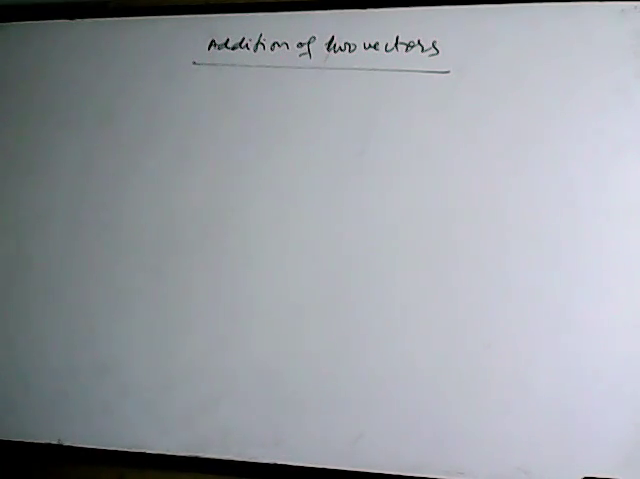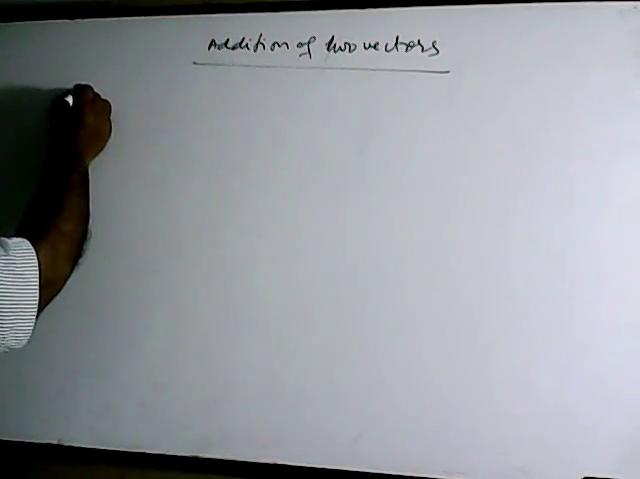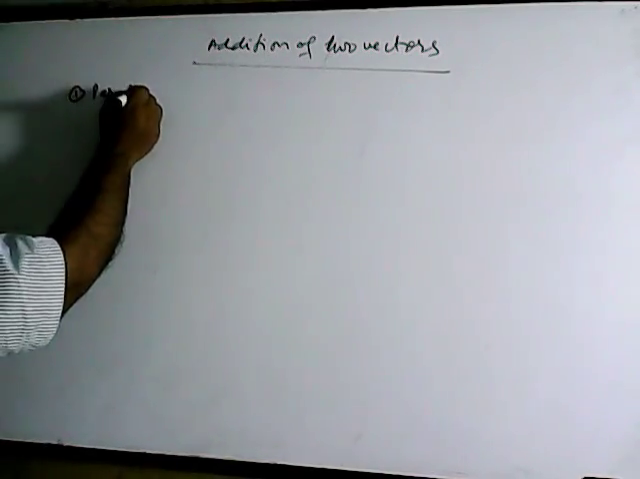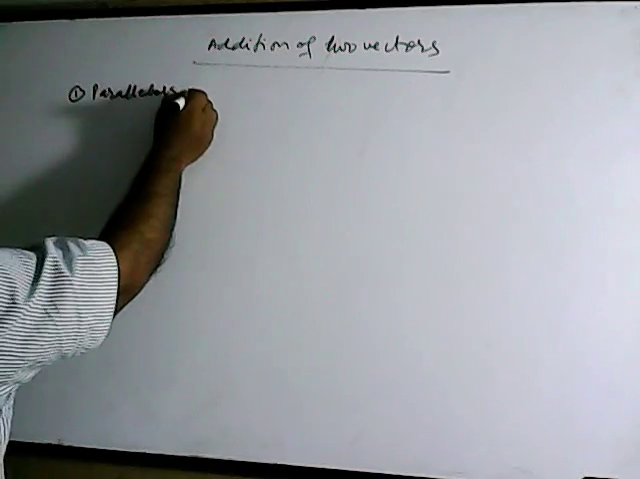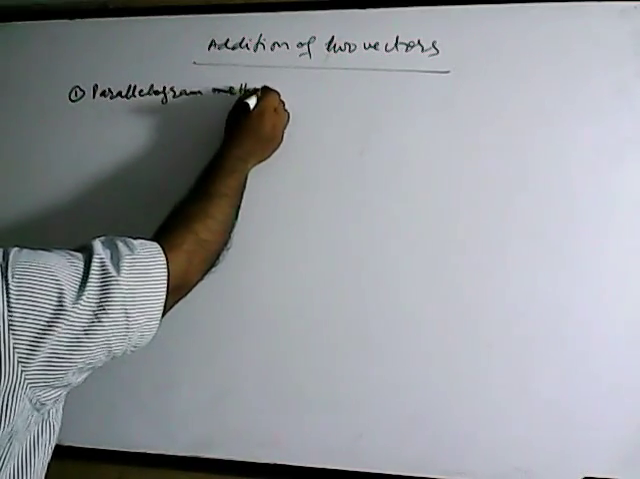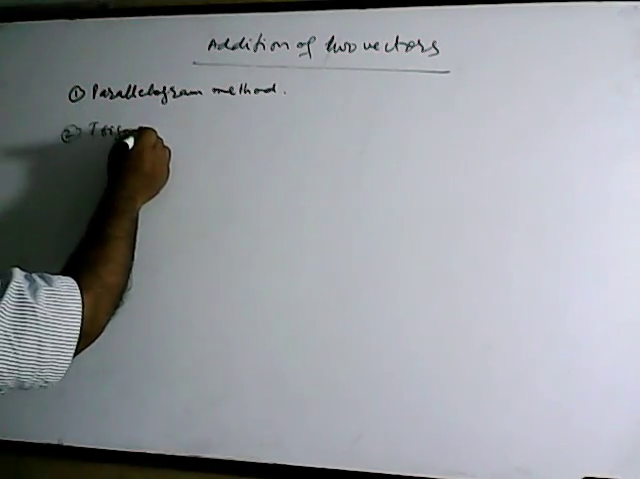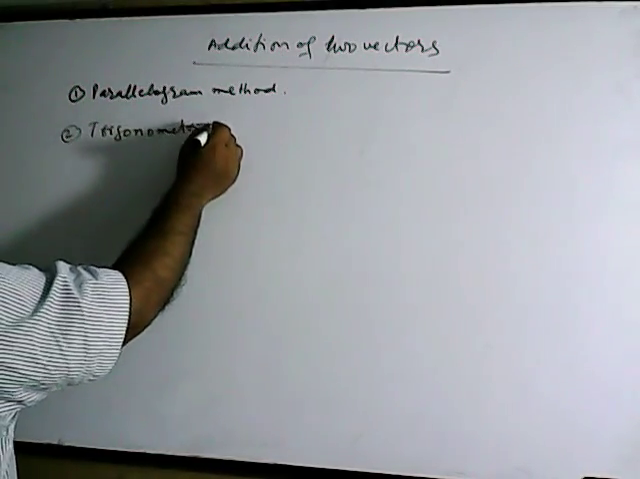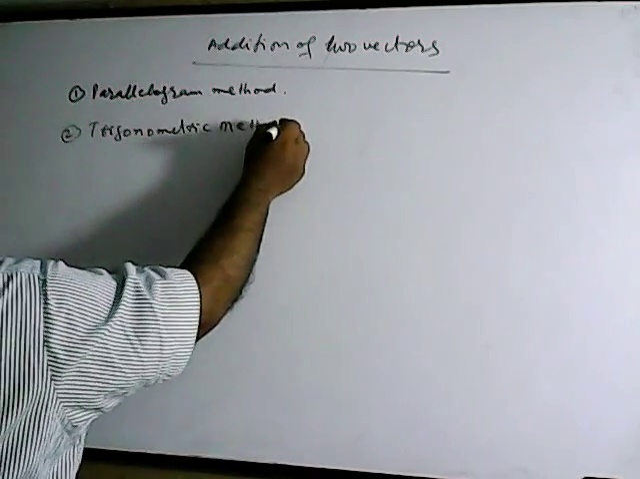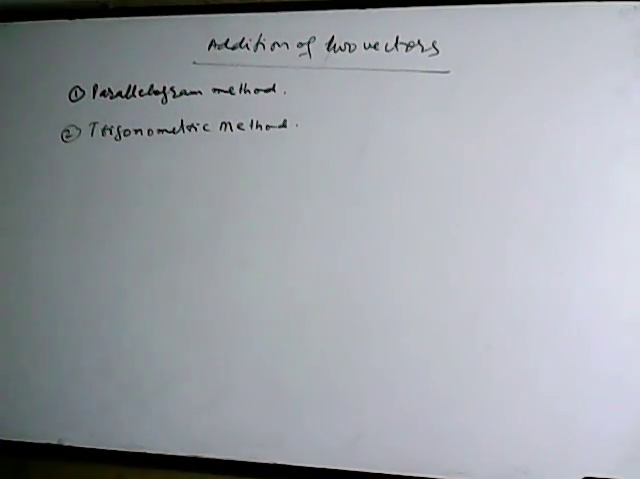For addition of two vectors, actually there are two methods. One is the parallelogram method, other is the trigonometric method. So let us see how we can use the parallelogram method. Actually in the parallelogram method we sketch the things, we draw the parallelogram and then on the scale, and then we do.